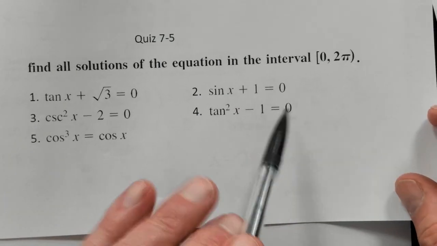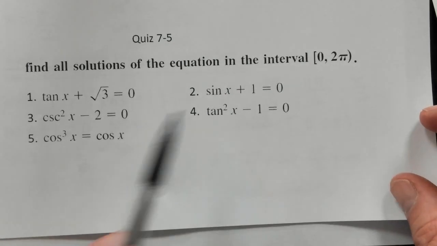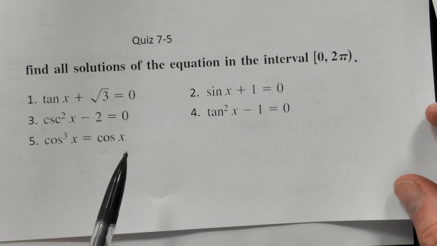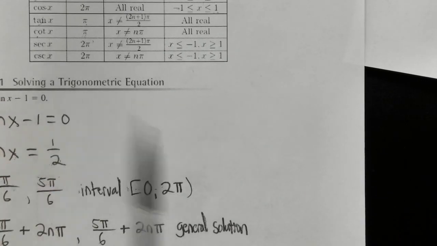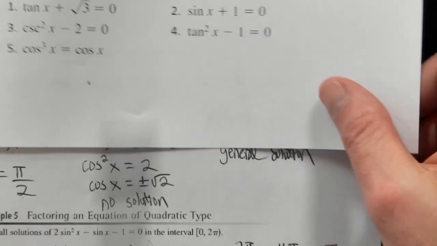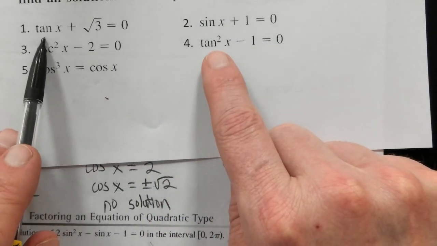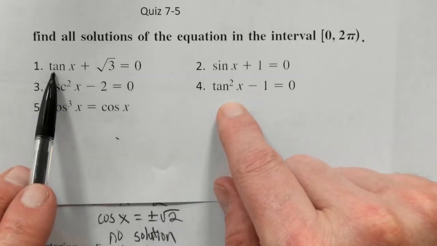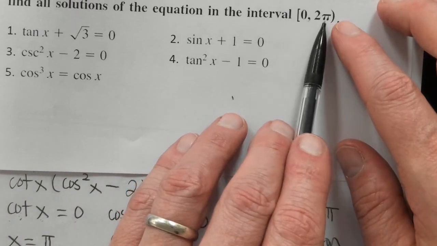Now, that matches the period for all of these, even the cosecant ones. That interval matches the period for everything on here except tangent, and if there was a cotangent. Because remember, the period for tangent is going to be pi. But this says find all the solutions in the interval from 0 to 2 pi.